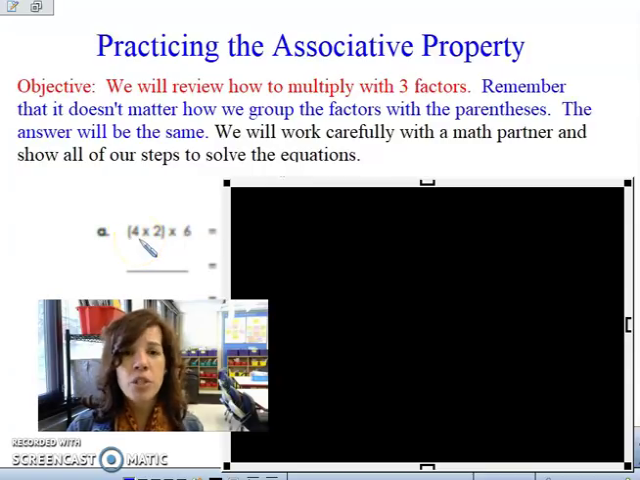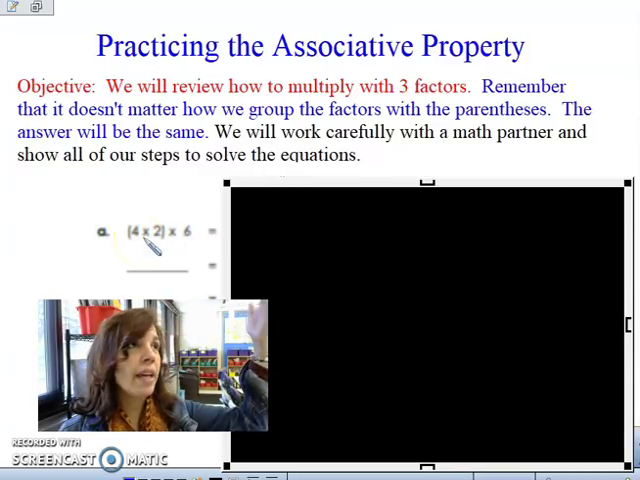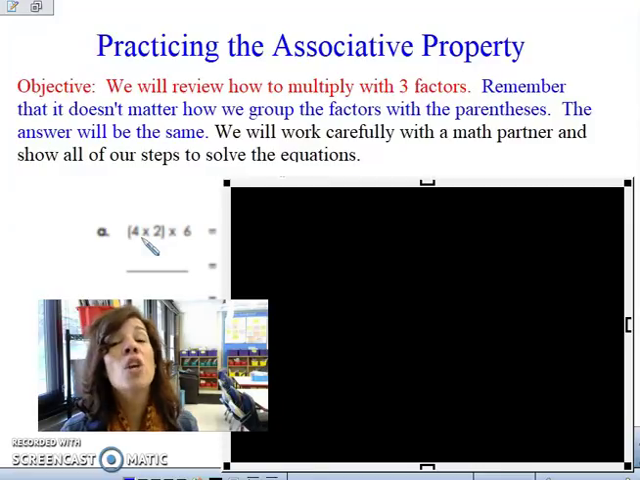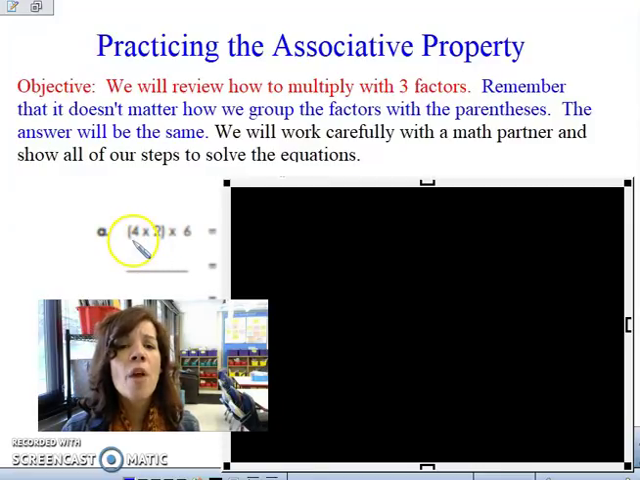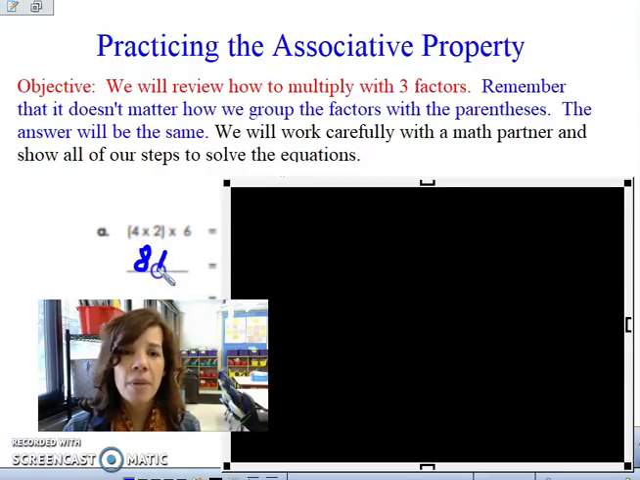The first thing you must do is not hold the answer in your head and just try to do the next step. You must record your thinking. 4 times 2 is 8. Then you must bring down the multiplication symbol sign and then bring down the next factor, which is 6. Now we ask ourselves, 8 times 6.